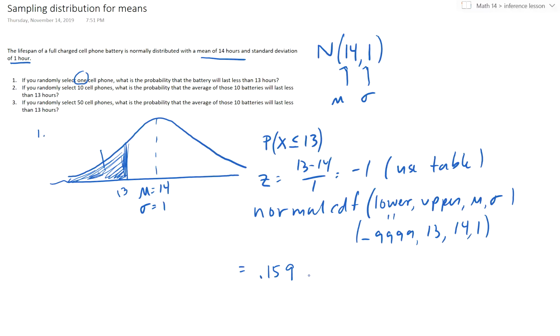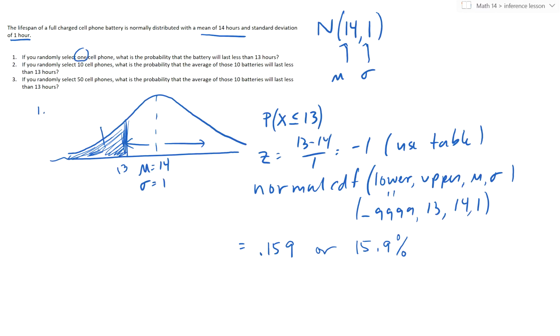If you do that, you get 0.159, or 15.9%. So what is that telling us? If the battery lifespan is normal and the average lifespan is 14 hours, some are going to be above and some are going to be below. To be 13 or less is going to be about 16%, 15.9. Okay, so now let's take a look at number 2.